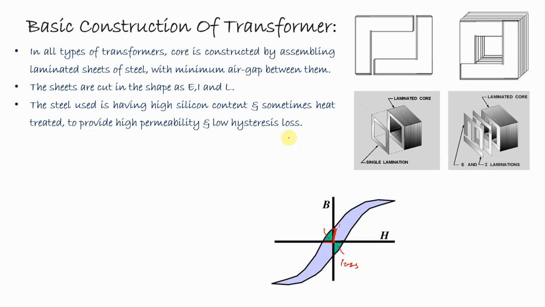Generally, the material used for large machines has the technical name CRGO steel, where CRGO means cold rolled grain oriented steel. This is a special type of silicon steel which is used to make the core of the transformer for high rating, so that the hysteresis loss is minimum.